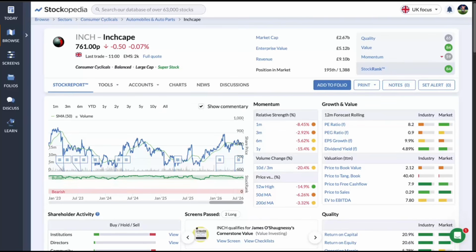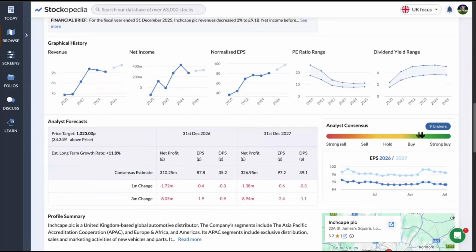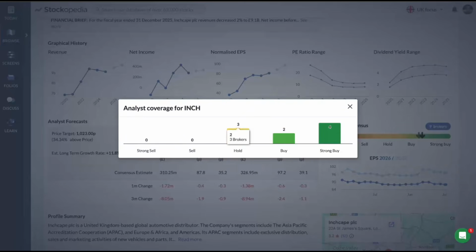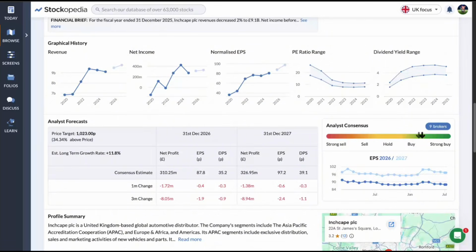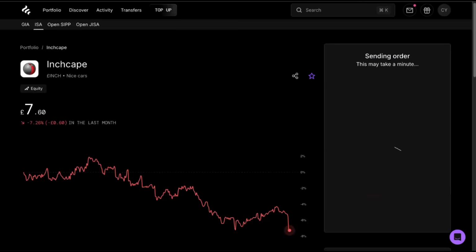Inchcape has a very solid overall stock rank score, still sitting at 84, and as we can see, the analyst consensus is that it's between a buy and a strong buy, with there being 3 holds, 2 buys and 4 strong buys, with a price target 34% above the current price at £10.23. I'm going to be adding 3 shares to my portfolio for an amount of £22.90.